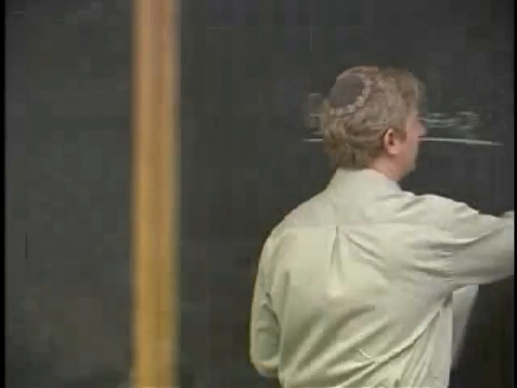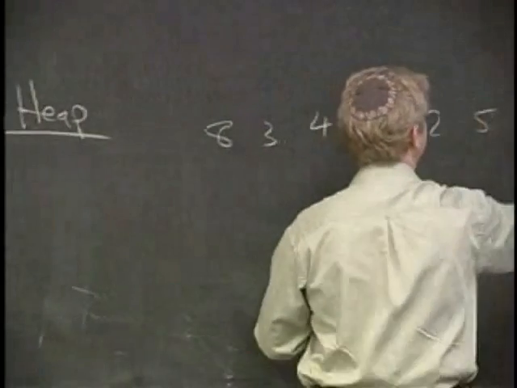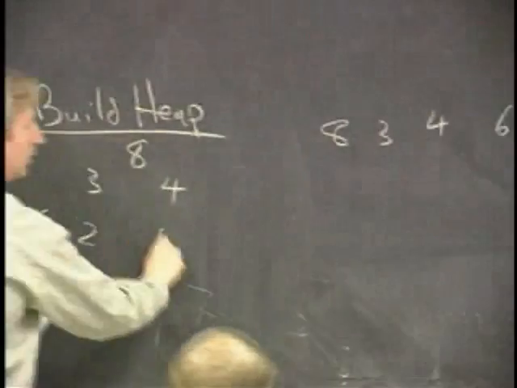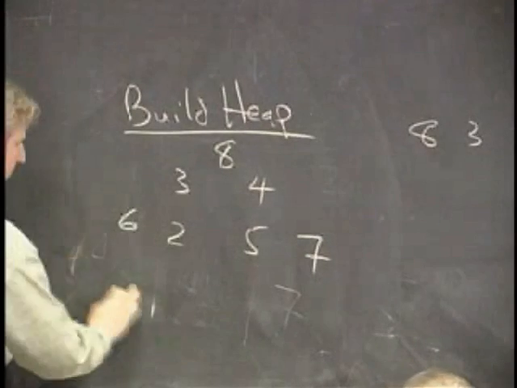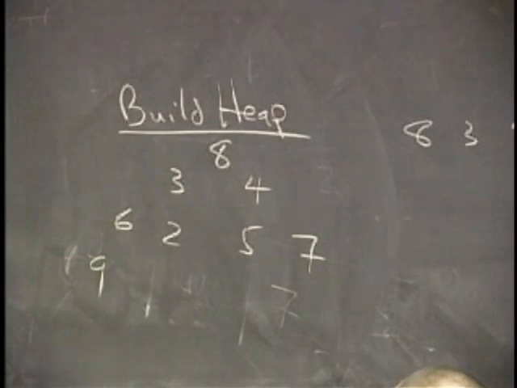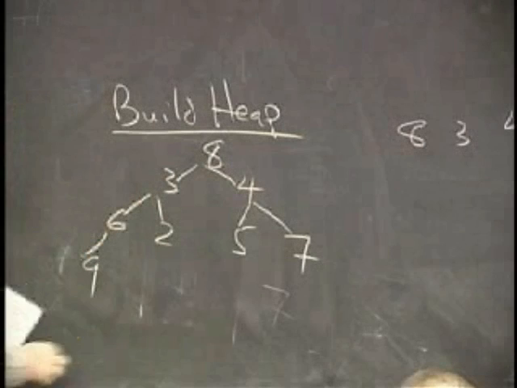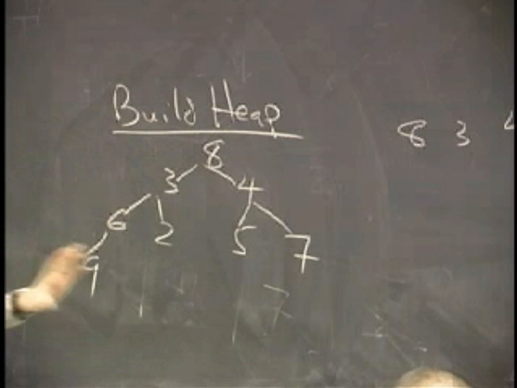OK, let's say here's our numbers. 8, 3, 4, 6, 2, 5, 7, 9. I should really write this as a tree because you'll get a much better sense of what's happening. 8, 3, 4, 6, 2, 5, 7, 9. Here's one way to build a heap. I'm going to do this very abstractly, not discuss the recursive variations that are equivalent to it or the coding. Just how do you do it on the data?